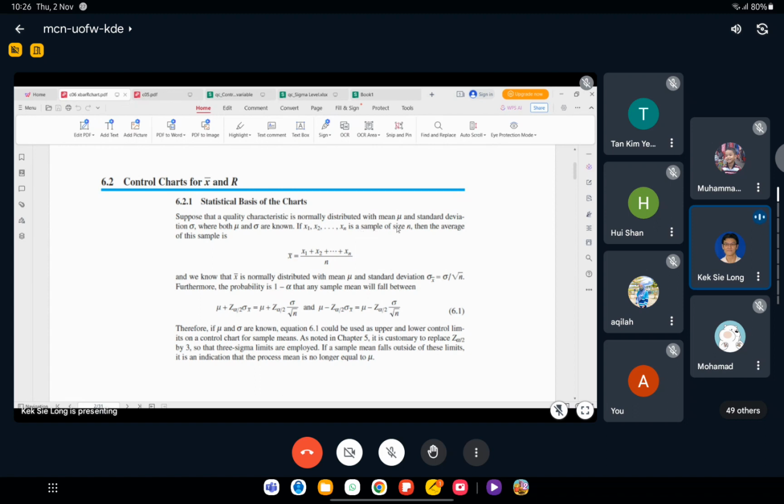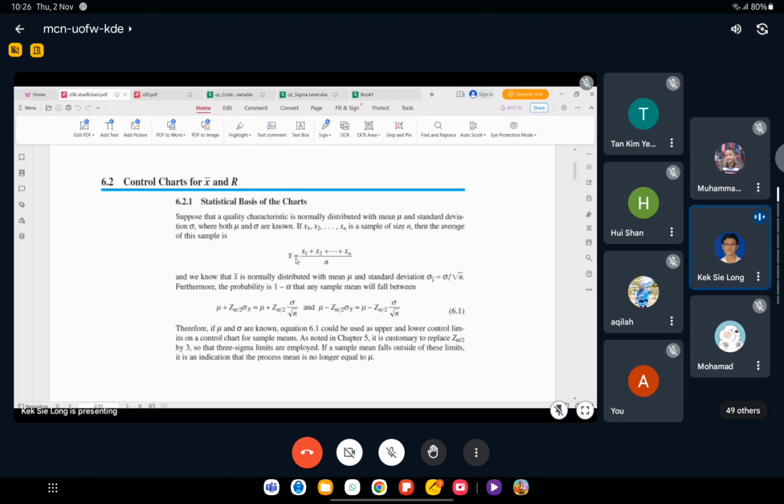A sample of size n: x1, x2, up to xn. So it means that this is one sample. In this sample, they are endpoints, so x1 is 0.1, x2 is 0.2, until xn. They are endpoints in this one sample. And then for the average, we have x bar, so only one x bar.